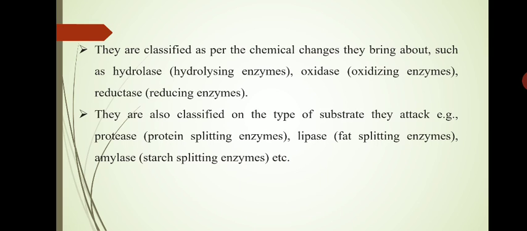Enzymes are also classified on the type of substrate they attack. For example, proteases. These are nothing but protein splitting enzymes. These enzymes act on protein and break it down into polypeptides, and further break these polypeptides down into simple amino acids. Then lipases. Lipases are fat splitting enzymes. They break down fat molecules. Then amylases. Amylases basically act on different types of carbohydrates, and after breaking the carbohydrate, we get sugars in free form.